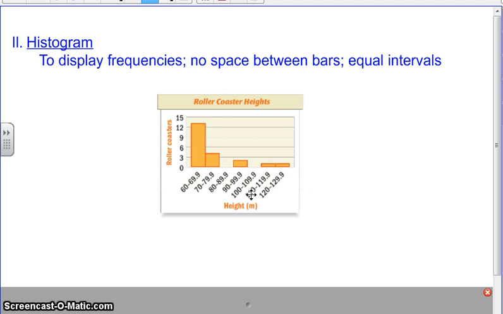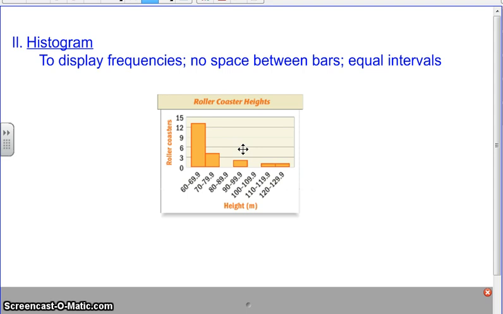And they could choose intervals of, imagine if they went 100 meters, like 60, and the next interval started at 160. All of these roller coasters would fall in the first interval, right? So it would be kind of useless too. So you want your intervals, number 1, they must be equal. You may also have gaps the way this one has. But number 2, you want them to be able to display the data in a way that you really can gather interesting information from it.